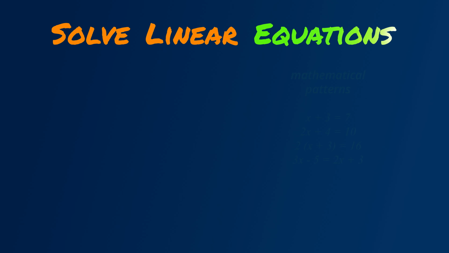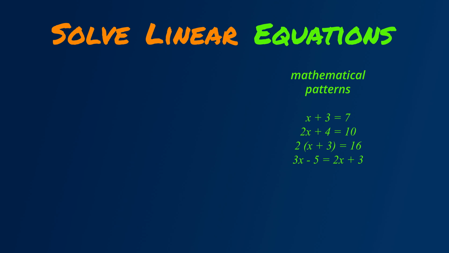Equations are used to describe mathematical patterns, like these. Linear means that a graph of that equation will be a straight line. Solve means that the unknown variable, that's the letter, is a number that we'll work out. We will solve lots of equations from simple to complex.